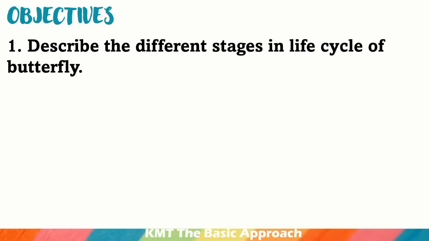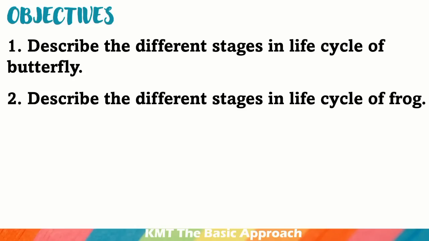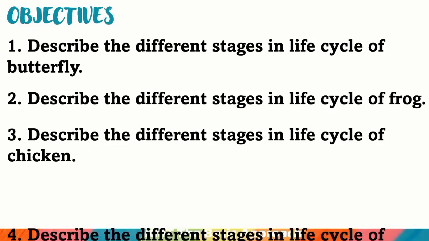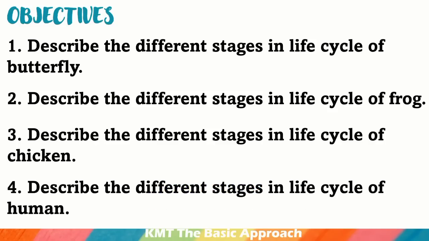Here are the possible objectives for today's lesson. Number 1. Describe the different stages in life cycle of butterfly. Number 2. Describe the different stages in life cycle of frog. Number 3. Describe the different stages in life cycle of chicken. And number 4. Describe the different stages in life cycle of human.